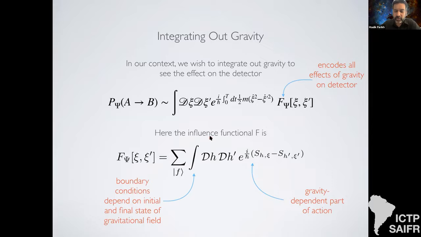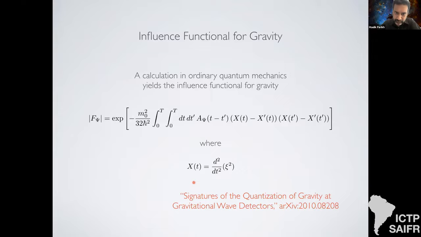Okay, and so what that really means in our context is we only have access to the position of the mirror. That's what we're actually measuring. And we're not directly able to measure the state of the gravitational field. So we don't have access to that system. And we want to see the influence of that on the thing that we do measure, which is the position of the mirror. Okay, so we want to find the influence functional for that. And here it is. The details are in the paper.